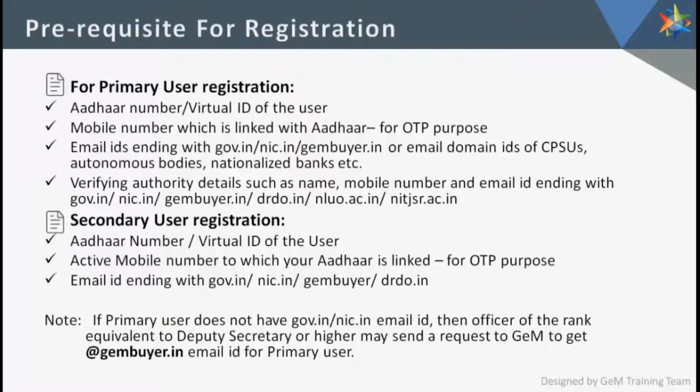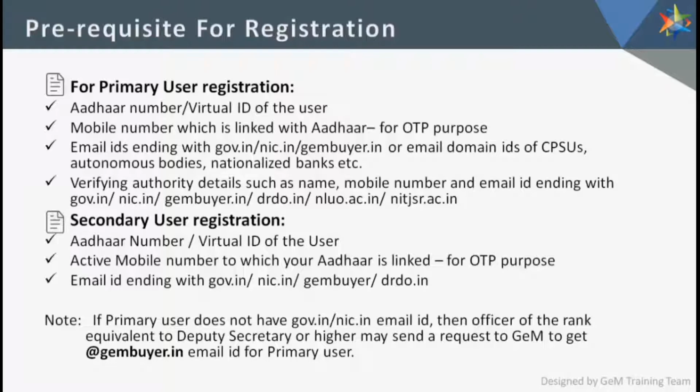gembuy.in or drdo.in or nluo.ac.in or nit.gsr.ac.in needs to be provided. As primary user needs to create the secondary users, the official mail ID of the users is required. Please note, for secondary users also, only GOV or NIC or gembuy.in or drdo.in mail ID is mandatory.